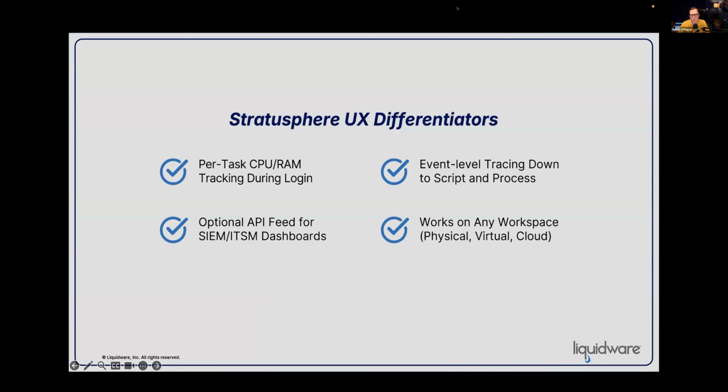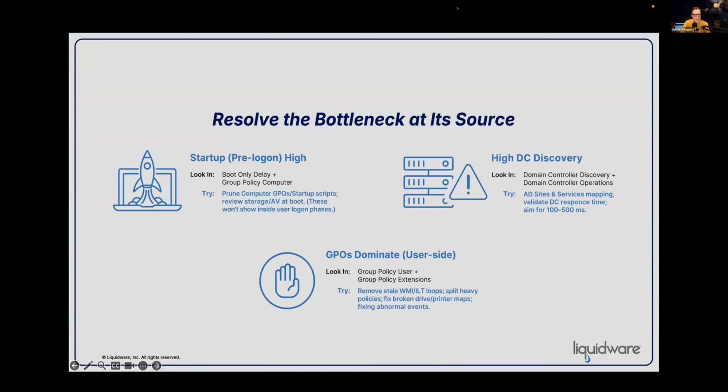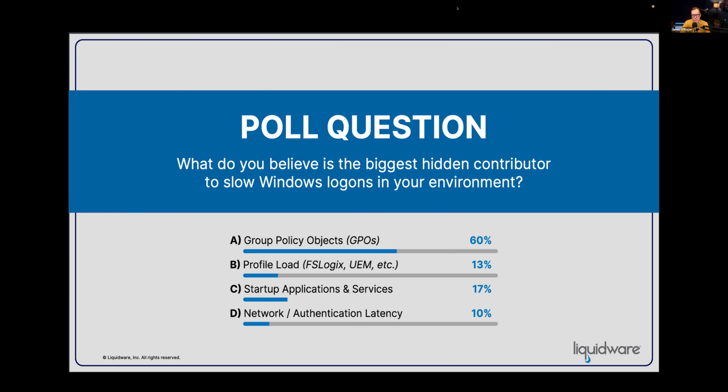And we wanted to show some of the differentiators. So Matt, you talked through a lot of this already about the per-task CPU and RAM and how we break it down by processes. We've already talked about how we integrate with other SIEM and ITSM dashboards, event level tracing. You showed that. And then we've already said we work across anything. So, Andrew, have we got the poll results?